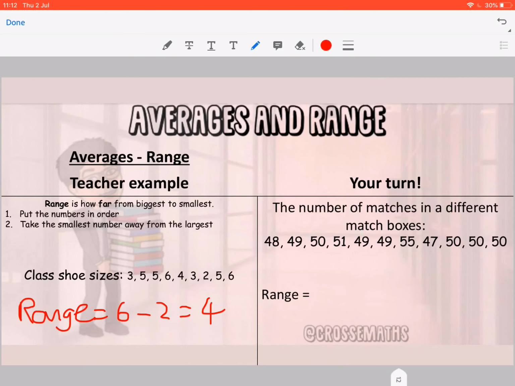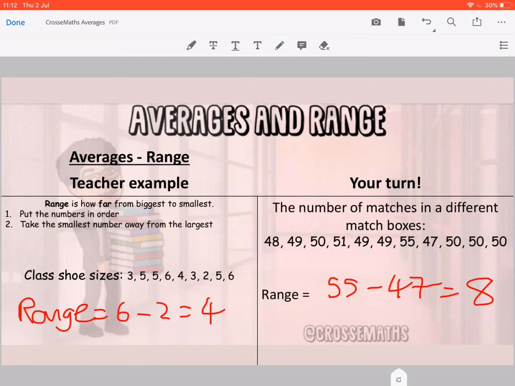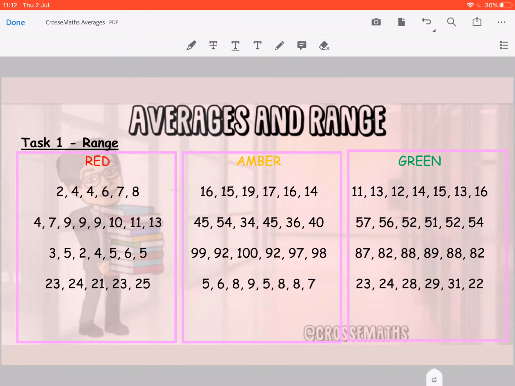Okay, hopefully you're all done. Looking at these, my range is the biggest number, 55, take away the smallest number, 47. So my range for these numbers is 8. Range is super easy. I really like range. Mark what you've done by there. Once it's marked, have a go at the same set of numbers, but I'd like you to find the range now.